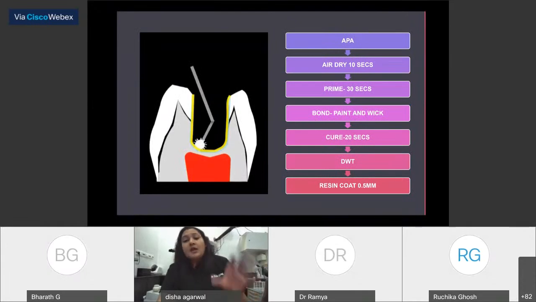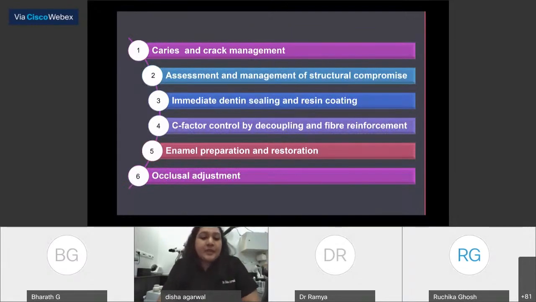So to quickly summarize: air particle abrasion, air dry it, prime for 30 seconds. This is for Clearfil SE. Bond it, do not air dry, because you're going to incorporate an oxygen inhibition layer. Cure it for 20 seconds, apply a resin coat, 4.5 seconds, and wait for 5 minutes. Wait for 5 minutes. And then start creating your composite layers.